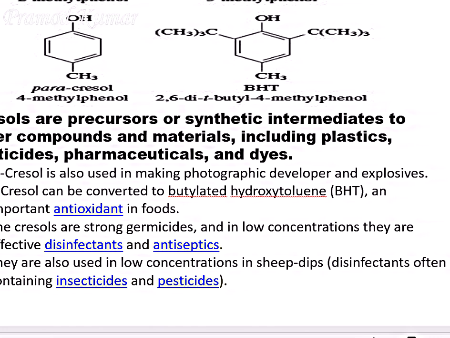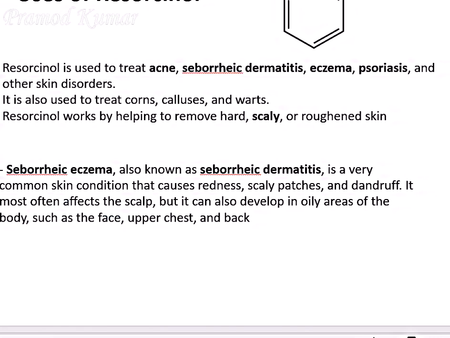These cresols are used as strong germicides. At low concentration, they are used as disinfectants and antiseptics. Resorcinol is used as an antiseptic preparation in eczema, a skin disease, psoriasis and so on. It is used for the treatment of skin disease and scaly skin removal in roughened skin. In many ointments, resorcinol is present to remove dead skin, and it can also be used in the treatment of acne, that is, pimples.